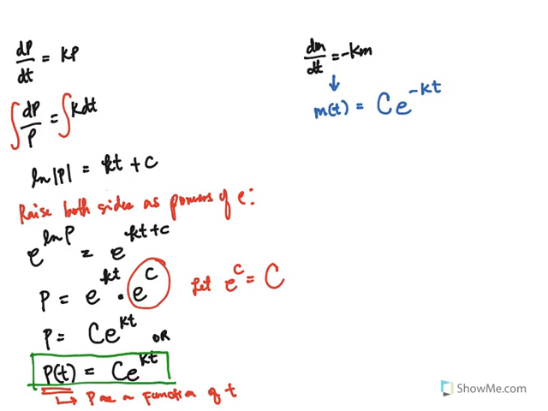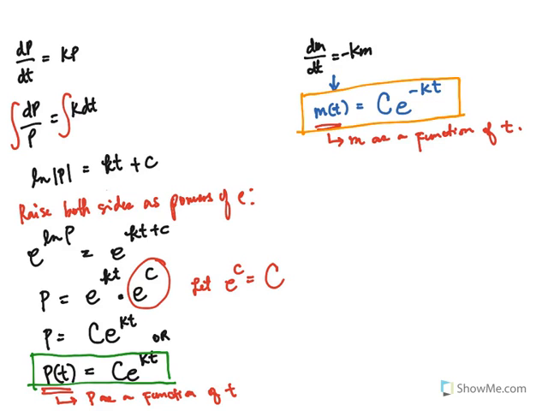So this one tells you that you have an expression for m as a function of time. So this tells you the amount of substance m remaining after a certain time t.